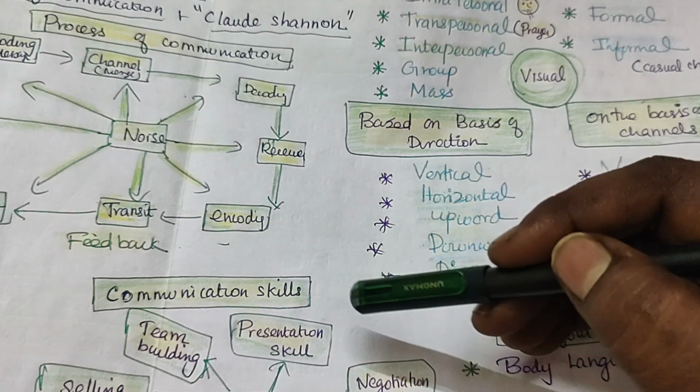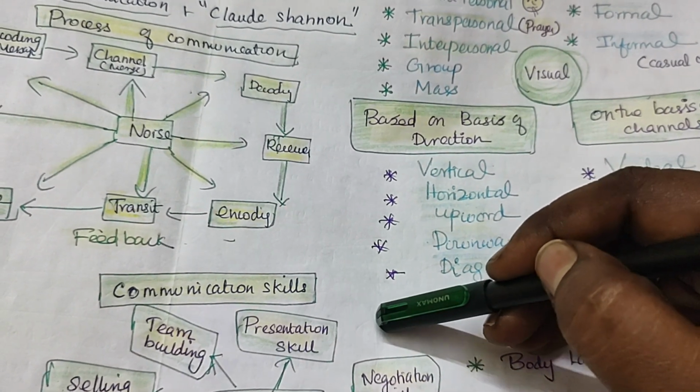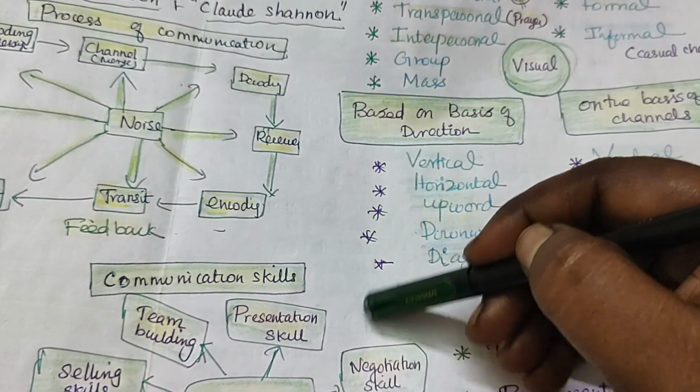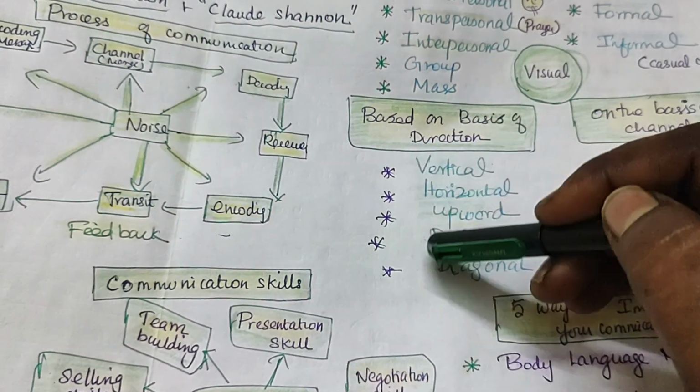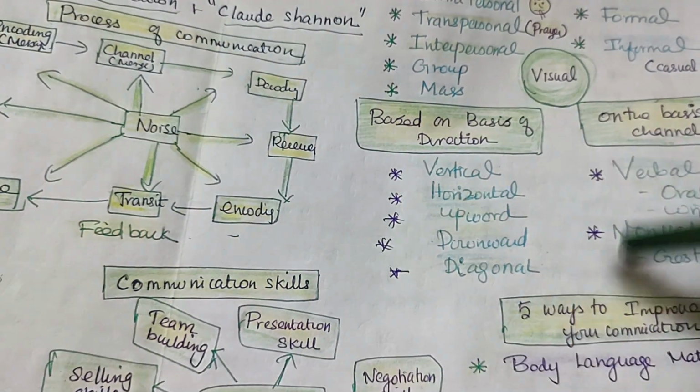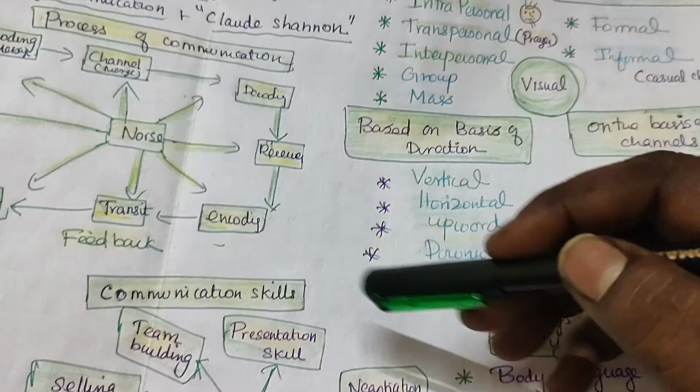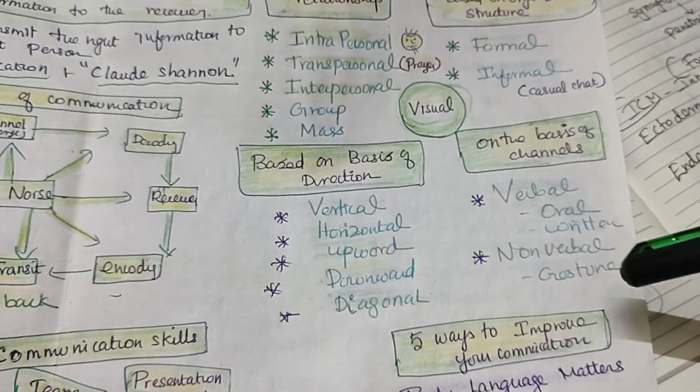Upward communication: the ministers or the lower level workers are communicating towards Modi. From down to up, it is called upward communication. Downward communication, upward, diagonal communication. So all are communicating with each other in all directions. It's called diagonal communication.